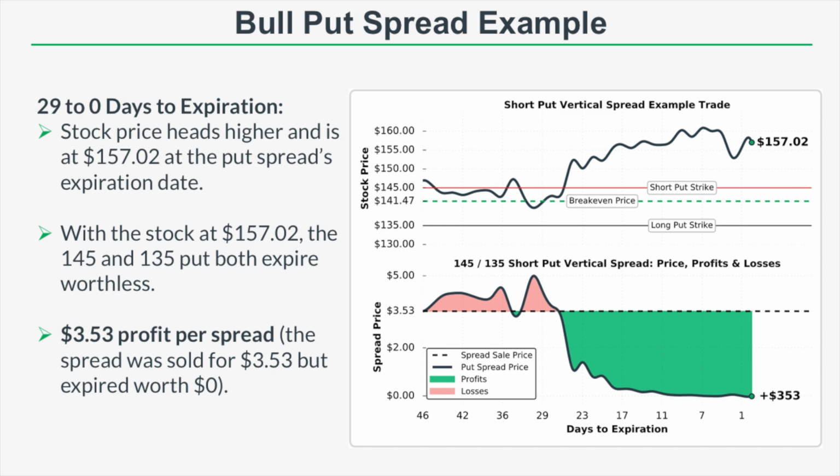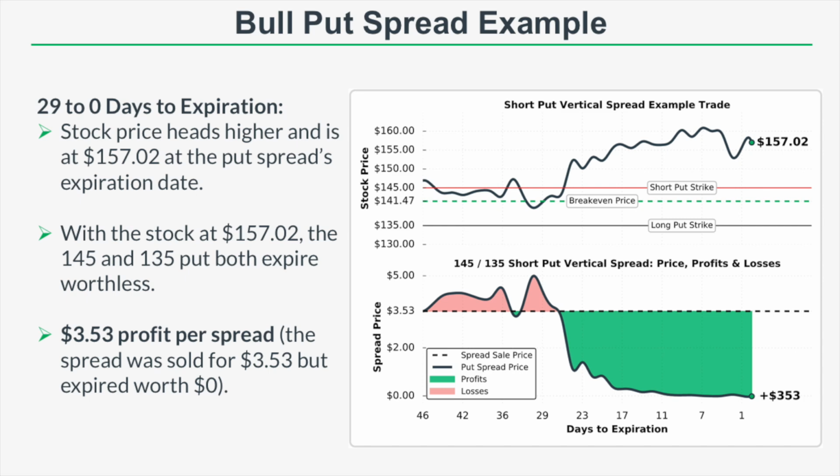Now with the stock price at $157.02 at expiration, both the 145 and 135 put expire worthless, and therefore the spread's value at expiration is $0. Now since the spread was initially sold for $3.53 and expired worthless, the profit per spread is $3.53. Now in actual profits, that is $353 of profits per put spread that is sold.